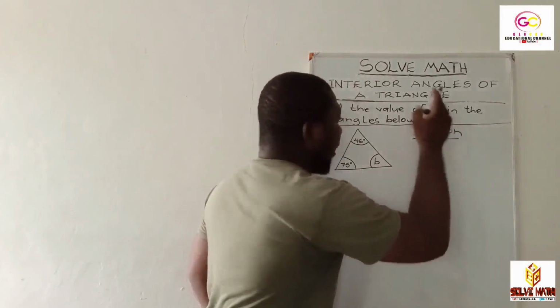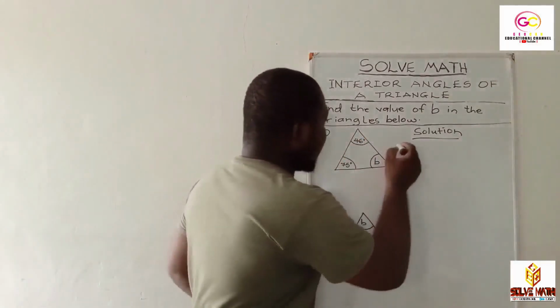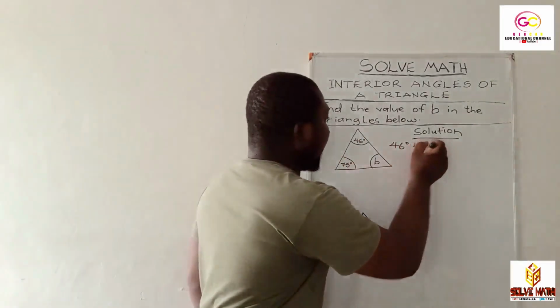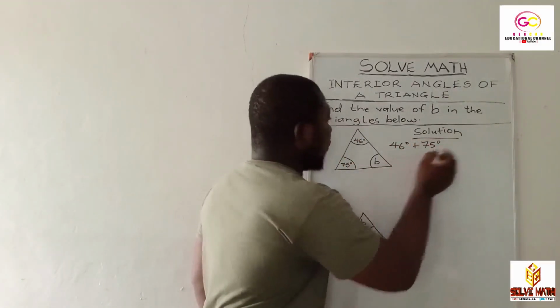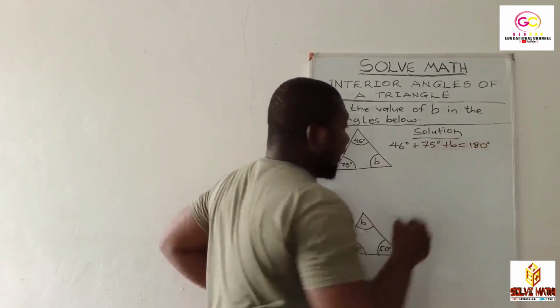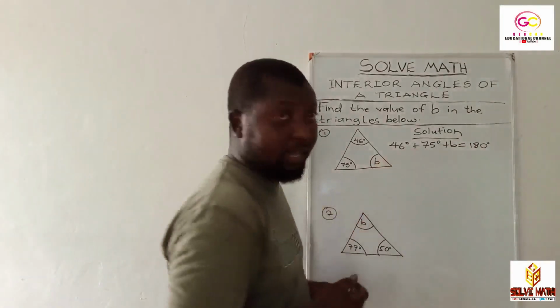Now, we have our solution, meaning how we solve it. So easy. So let's add, we have here 46 degrees plus 75 degrees plus what we have here, B, should be equal to 180 degrees. That's the first step. The second step, we have 46 and 75 here, so we can add them, right?